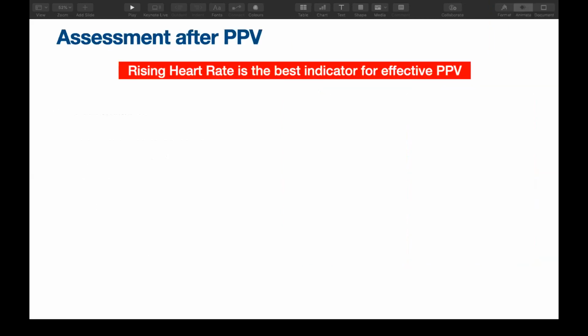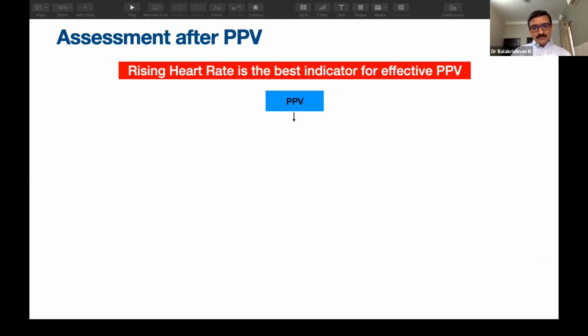So how do we assess our positive pressure ventilation? What is the indicator for an effective PPV? We have been telling again and again, it's not just positive pressure ventilation. It has to be an effective positive pressure ventilation. The most important, the best indicator is the rising heart rate.